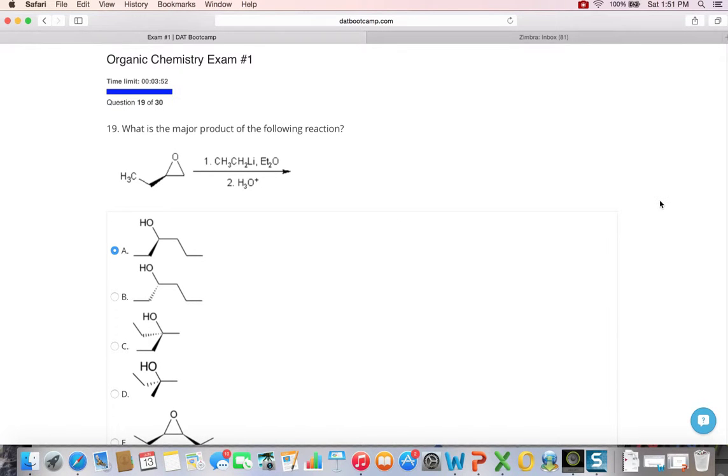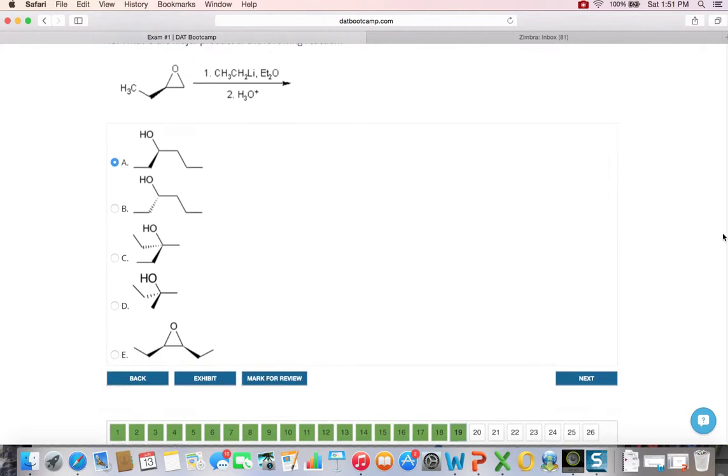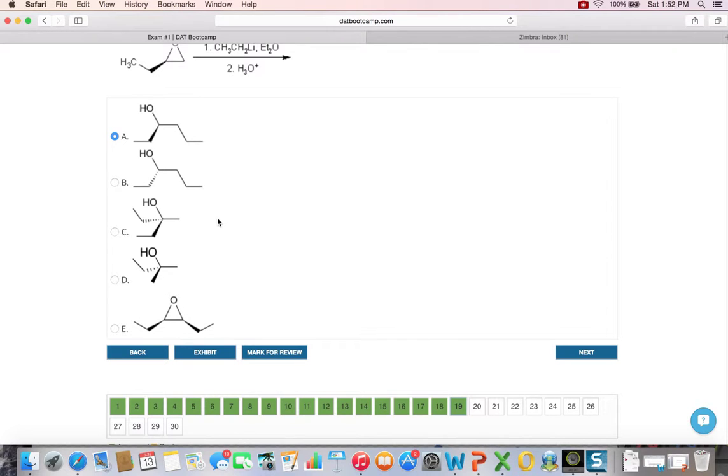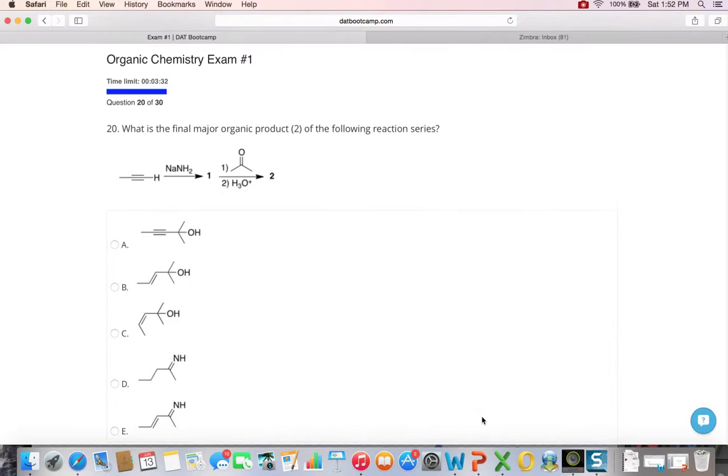So you need to have confidence in the products of these reactions and know what you're looking for and quickly discard what is not consistent with that. So you don't start considering everything. So very quickly, I see the substitution pattern doesn't work for C, D, or E, and that the stereochemistry doesn't work for B. So I'm going to pick A, and then I'm going to move on to the next question.